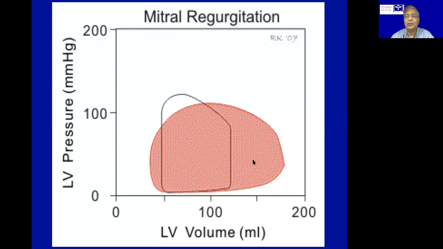Look at the loop. So it's a supranormal stroke volume. So look at the shape. If you see, the end diastolic volume is very high. Normally it's about 120 ml or so, and here the end diastolic volume increases to about 180 or whatever, depending on the severity of the disease.